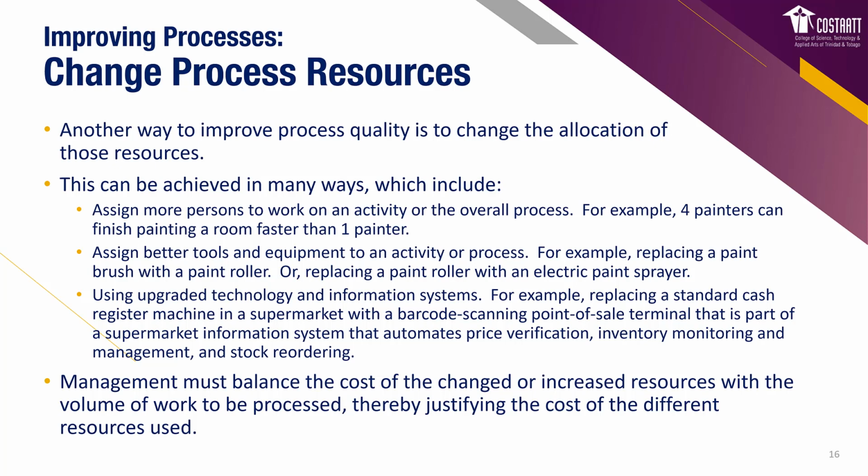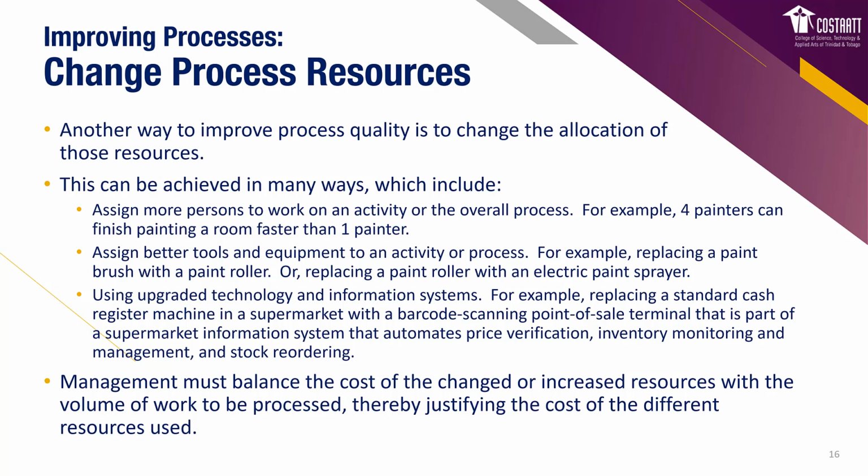Here's a third way. Using upgraded technology and information systems. And I bet you knew this was coming, right? Because this is MIS. For example, replacing a standard cash register machine in a supermarket with a barcode scanning point of sale terminal that is part of a supermarket information system that automates price verification when you scan the barcode, inventory monitoring and management, so that every time an item is scanned, you know you have 1 less item, and then when it gets to a particular level of inventory on your shelves, it automates stock reordering.